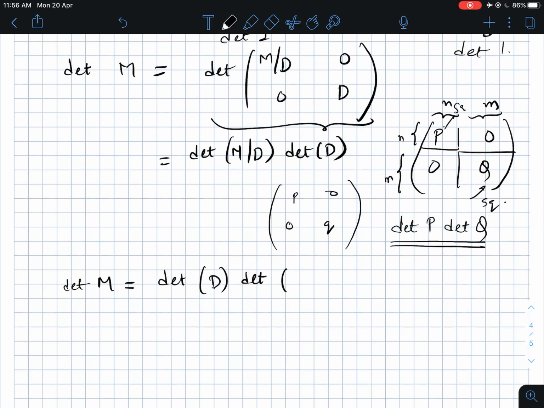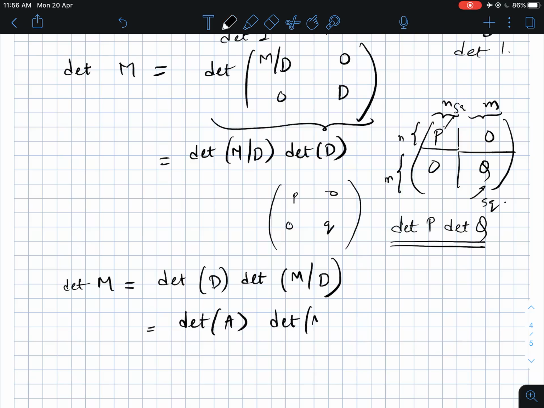Now you see why the M by D notation was first introduced, because it's as if the D cancels and you end up with M. That's why you write it as M by D. Of course, it's also going to be equal to determinant of A into determinant of M by A, by a similar argument. Very similar argument will give you determinant of A into determinant of M.